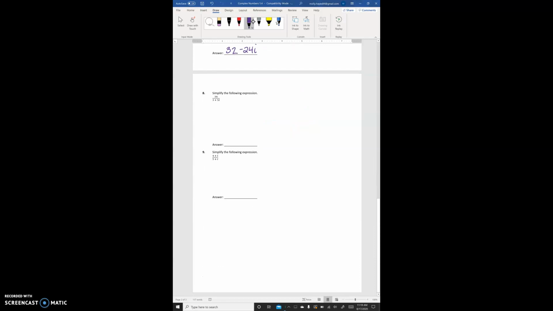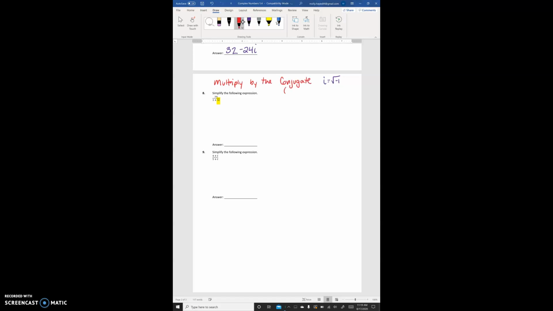All right, now we're getting to some of the good stuff here. Simplify the following expression. Since i is a square root, that is not allowed in a denominator, and that's what's happening here. I have a 5i down there. So in order to get that to go away, we're going to multiply by the conjugate.